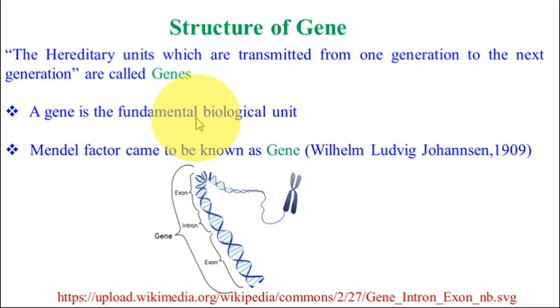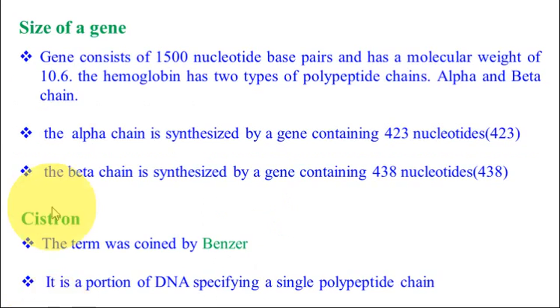Johannsen, 1909. These are genes, these are exons. Size of a gene: a gene consists of 1500 nucleotide base pairs. Hemoglobin has two types of polypeptide chains, alpha and beta. The alpha chain is synthesized by a gene containing 423 nucleotides. The beta chain is synthesized by a gene containing 438 nucleotides.